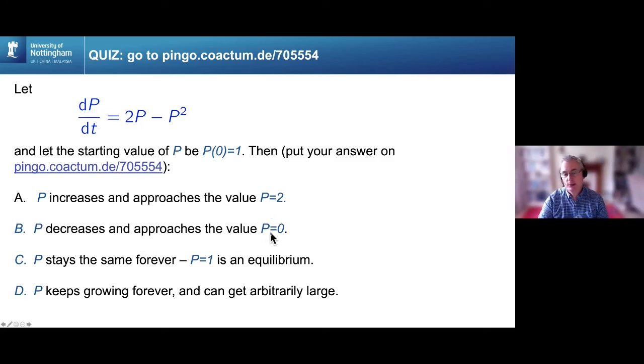P equals 0 is an equilibrium, but the solution goes away from p equals 0, not towards it. And even though it looks feasible, p equals 1 is not an equilibrium, so that's not correct. And it turns out that because it reaches this limiting value of 2, in this case, the solution doesn't keep going forever. So let's see why that is the case.